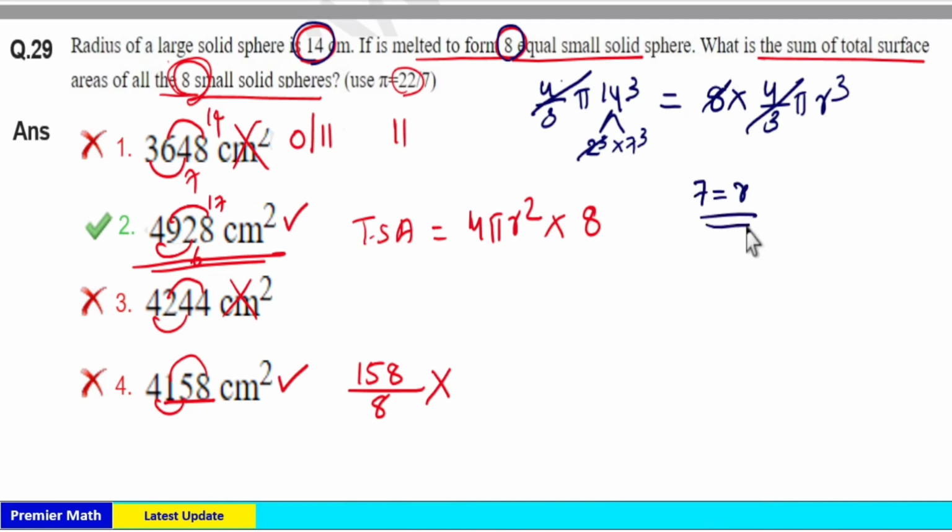So r is equal to 7. Then the total surface area is 4 pi r square into 8, which is equal to 4 into 22 by 7 into 7 square into 8. 7 and 7 cancel. 4 into 22 into 8 into 7 is equal to 4928.